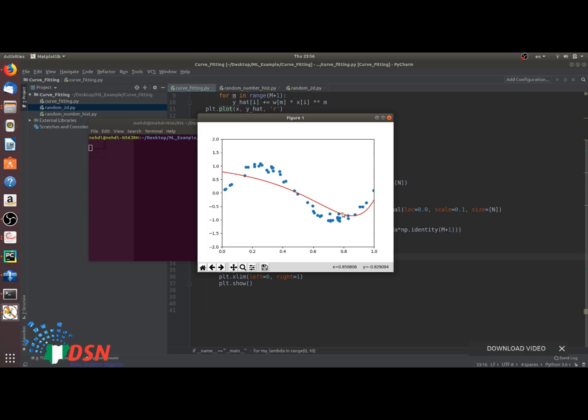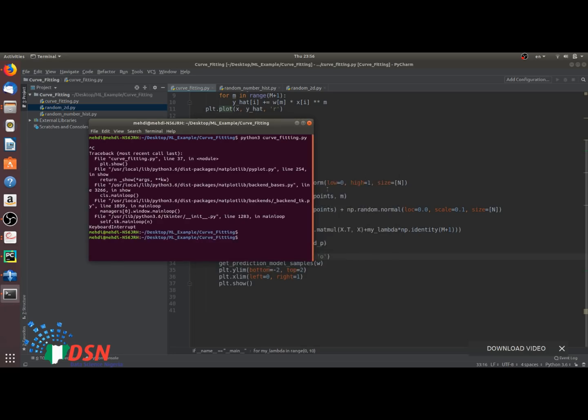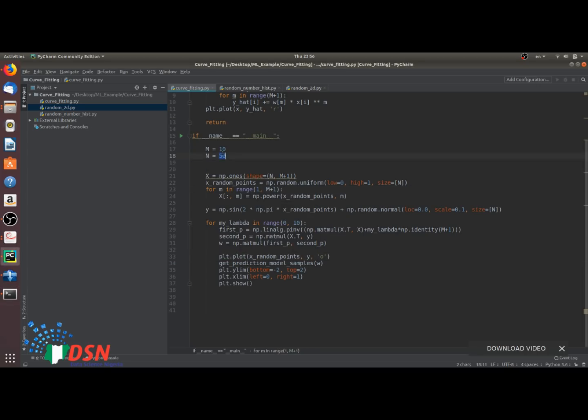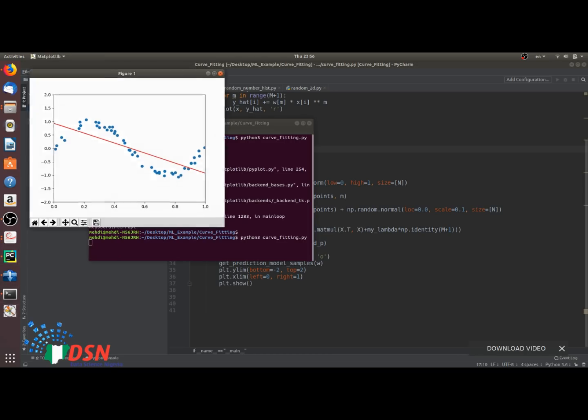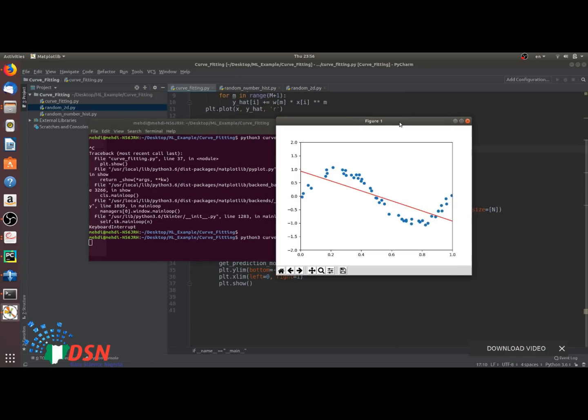And now let me reduce the degree to 2. So the second order approximation is very like a linear thing, if you see that. Okay, it's something like this.